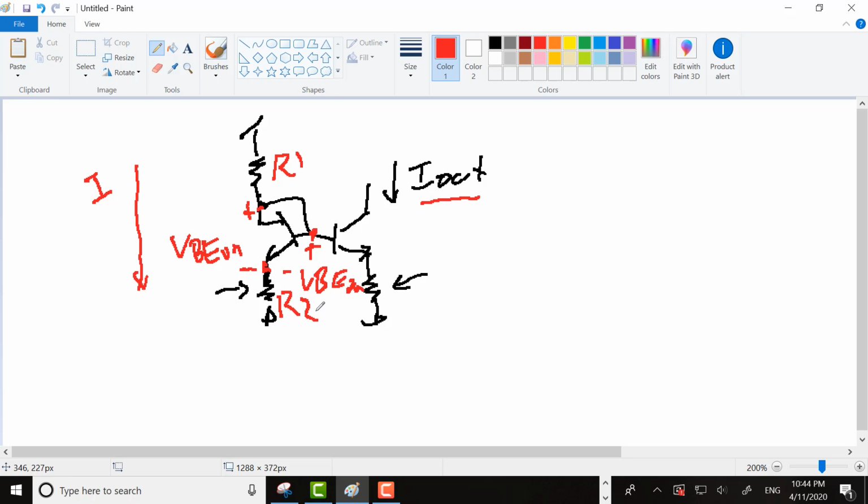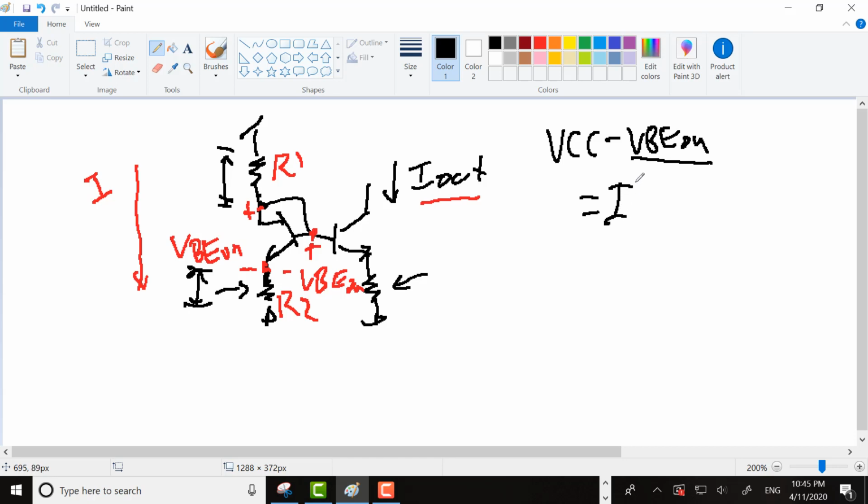So what has to happen here is whatever your supply voltage is minus your VBE on, that has to be what the rest of the voltage, so the voltage from here to here and the voltage across this bottom resistor, those two voltages, the sum of those two voltages have to eat up the rest of the voltage that isn't dropped across the transistor, which is VBE on. So that it has to equal I (R1 plus R2).